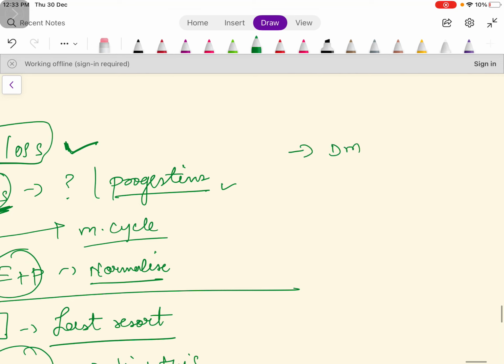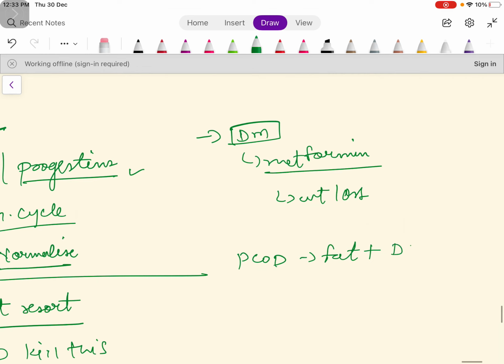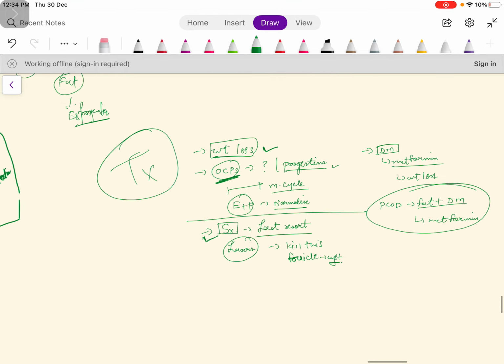Now if the patient has diabetes-like features, then metformin can also be given to this patient, and this metformin will also help with weight loss. So a patient with PCOD who is fat, plus there is also a diabetes mellitus-like feature, then you can give them metformin. It will be very much useful to them.